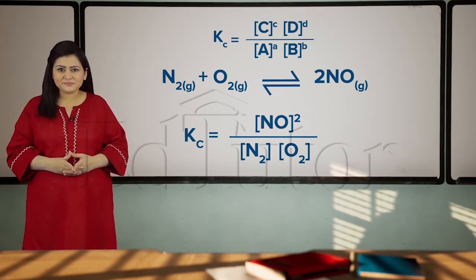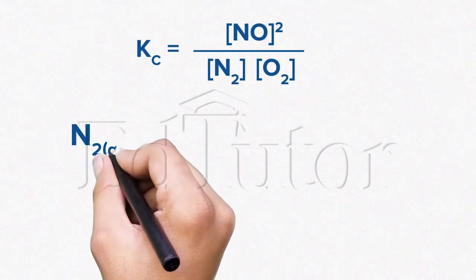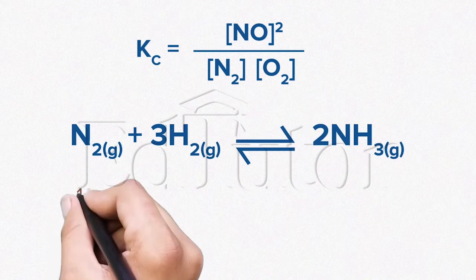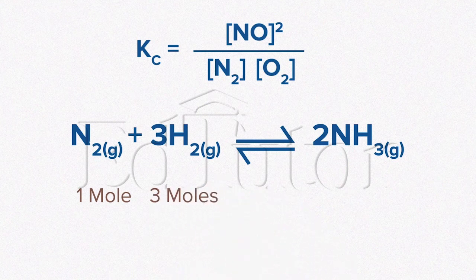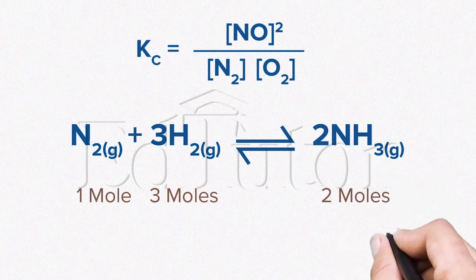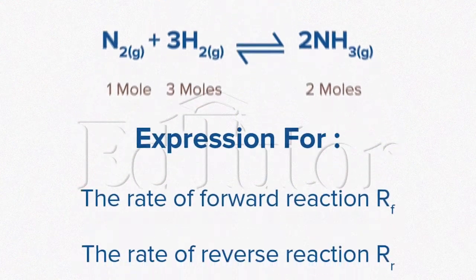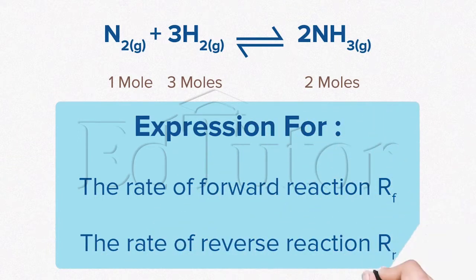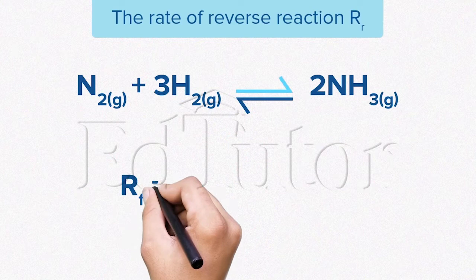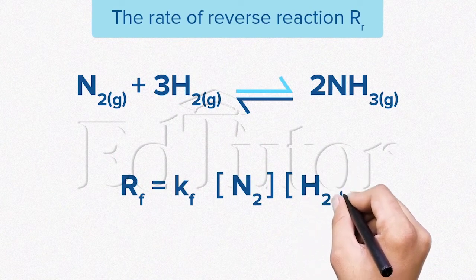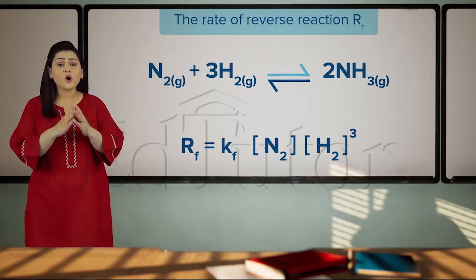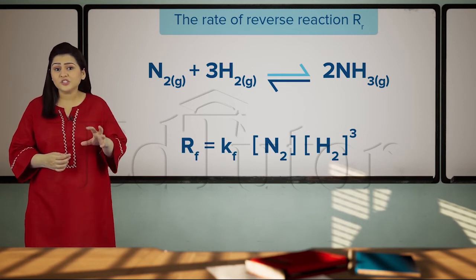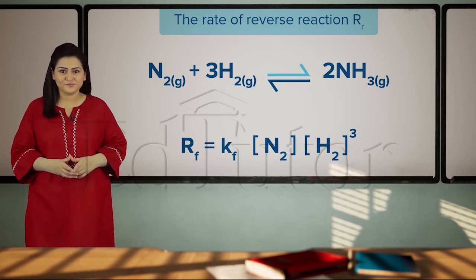Let's try another example. In this reaction, nitrogen and hydrogen react to form ammonia. We have 1 mole of nitrogen reacting with 3 moles of hydrogen to form 2 moles of ammonia. Similar to the previous example, we must first write the rate expressions for the forward and reverse reactions. The forward reaction rate is equal to Kf multiplied by the concentration of nitrogen and the concentration of hydrogen raised to the power 3, as 3 is the coefficient of hydrogen in the chemical equation.